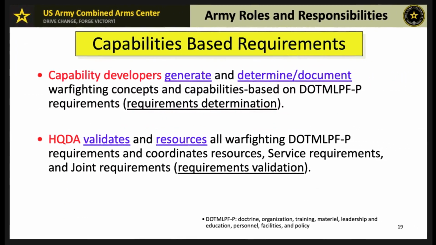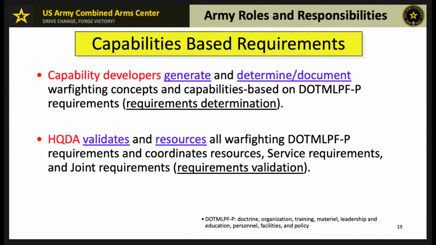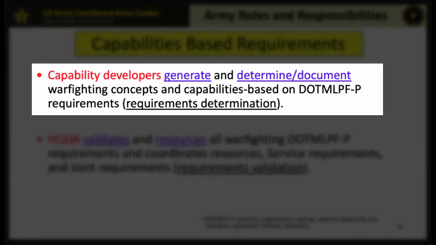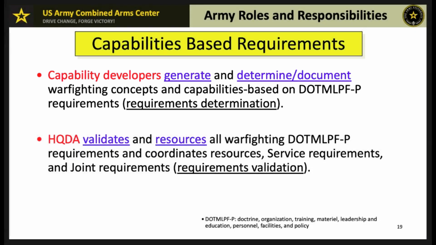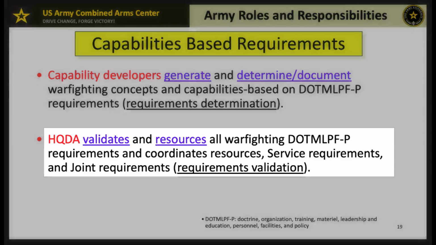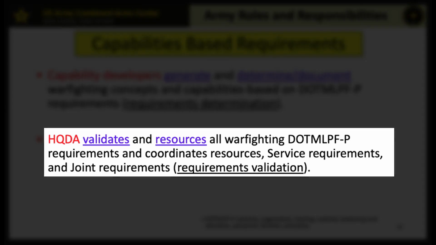This slide highlights the key difference between the roles of capability developers and Headquarters DA in the Army's capability development process. Capability developers, which include AFC's Futures and Concepts Center and the COEs, are responsible for generating and determining the Army's requirements. These entities focus on identifying what the Army needs. Their primary role is to ensure that the Army is equipped with capabilities necessary to meet current and future operational demands. On the other hand, Headquarters DA is responsible for validating these requirements.